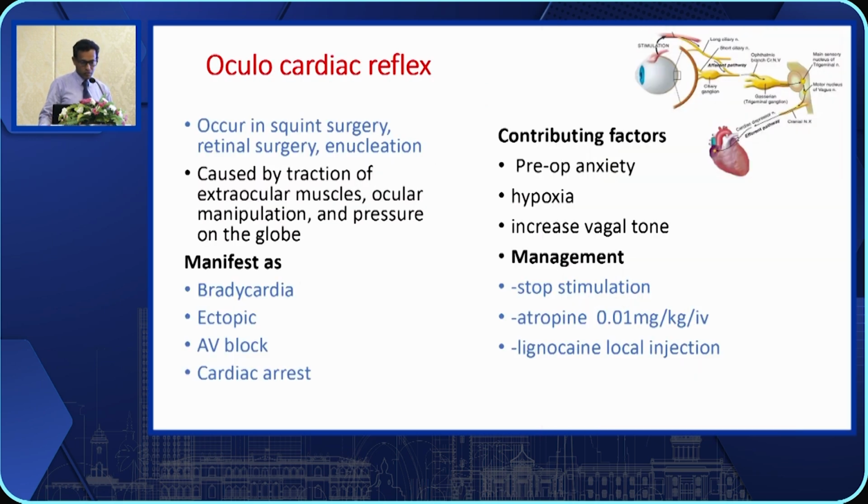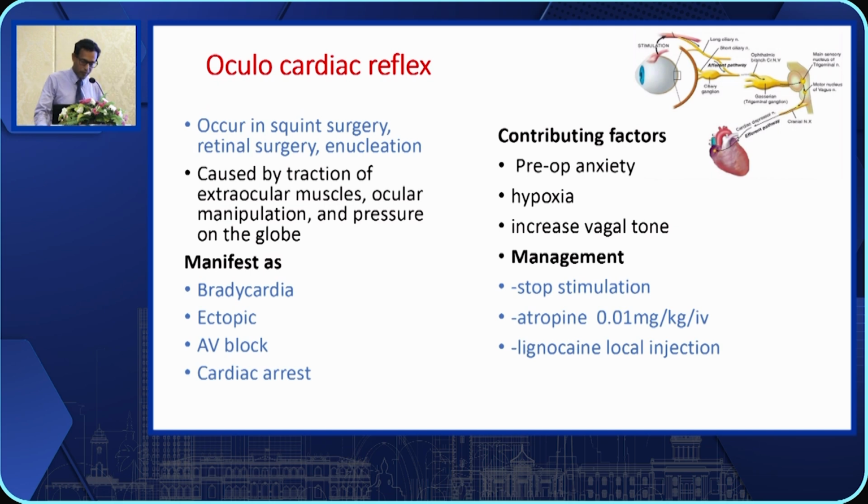Another one is the oculocardiac reflex. It's a common thing, especially in squint surgeries. About 60% to 80% of squint surgeries, you can see the oculocardiac reflex. Why do they get it? Pre-op anxiety, hypoxia, increased vagal tone. These patients are at high risk of getting the oculocardiac reflex. It's a sudden-onset reflex. Immediately the heart rate is 60, then becomes 20. You get it very quickly, and you get bradycardia, ectopic beats, AV block, and cardiac arrest. As soon as you stop stimulation, most of the time it will reverse.